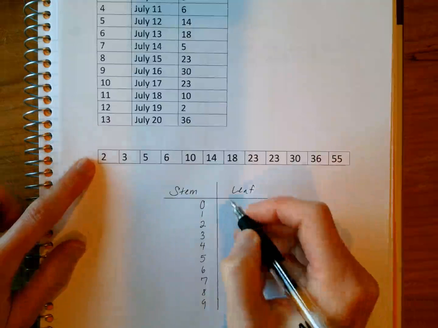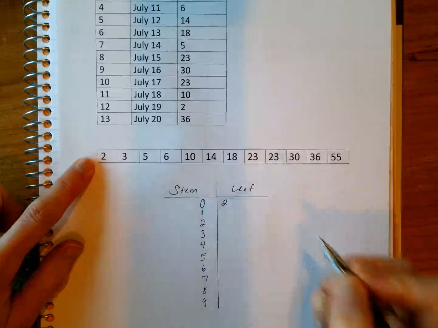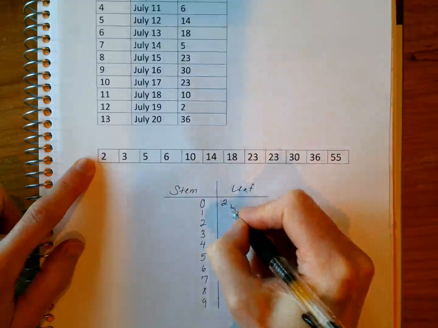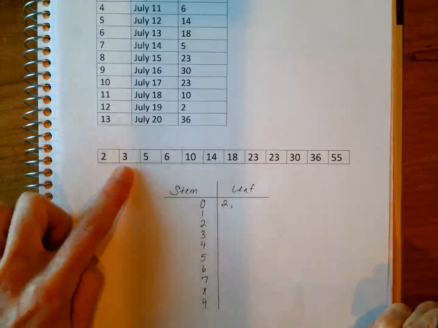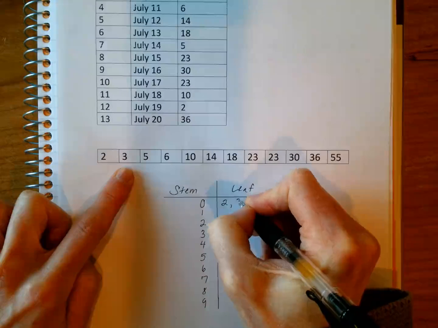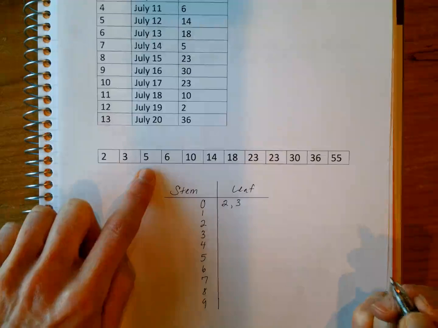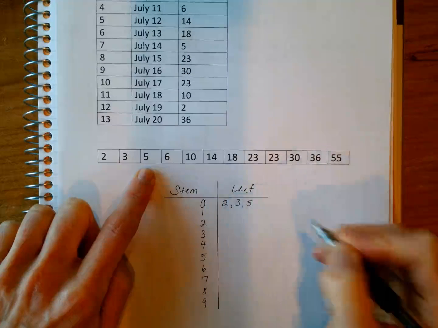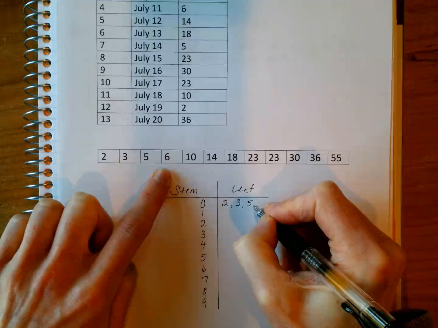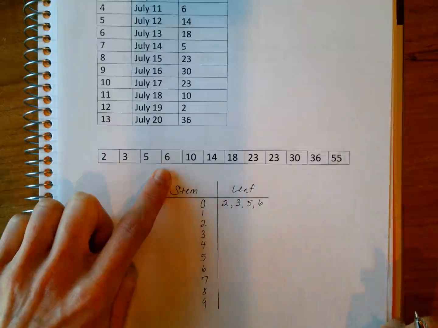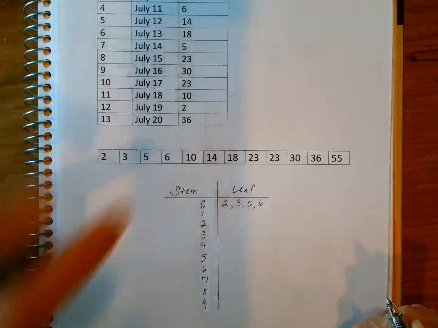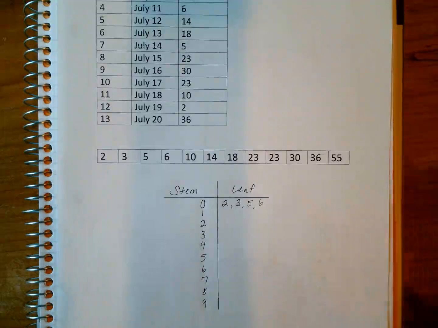So this 2 gets represented over here in this leaf as a 2, and then I'm going to separate it from the other data with a comma. And then the next one is a 3. The next single digit is a 5. I think you're probably starting to see why it's helpful to have organized this first. Okay, and now we move into the double digit data.